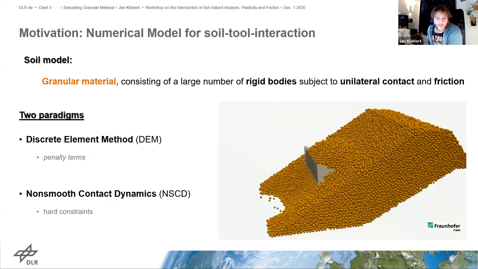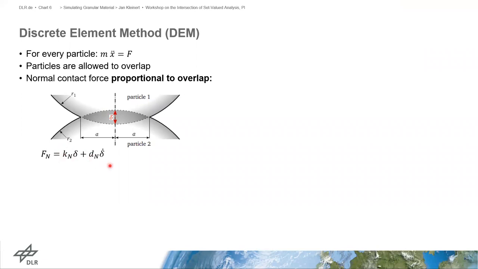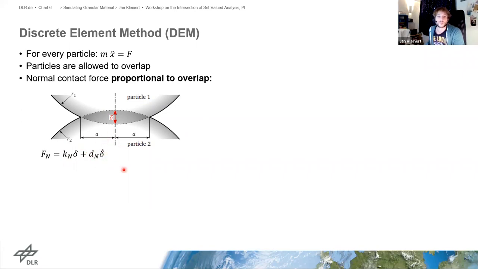touch on the discrete element method. The idea is very simple. Every particle is allowed to move freely according to Newton's second law of motion. And particles are allowed to overlap. Whenever two particles touch, we calculate a normal contact force Fn, which is proportional to the overlap delta. The proportionality constant is the normal stiffness Kn. And if you like, you can also have a damping term here.